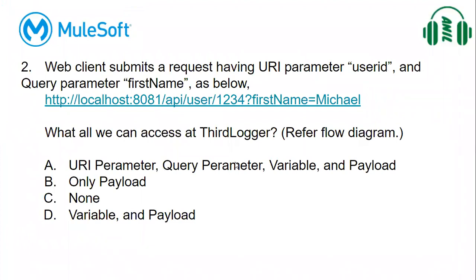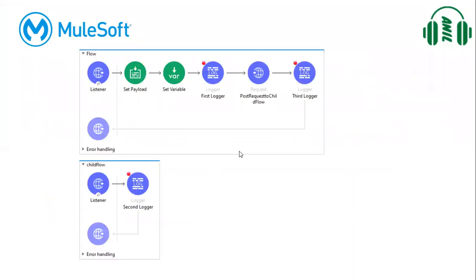A web client submits a request having URI parameter user ID. This is the same. So we are sending URI parameter 1234 and query parameter Michael as the first name. So what all can we access at the third logger? Let us see the flow again. Here, the third logger means here. So at this place, what all can you access?